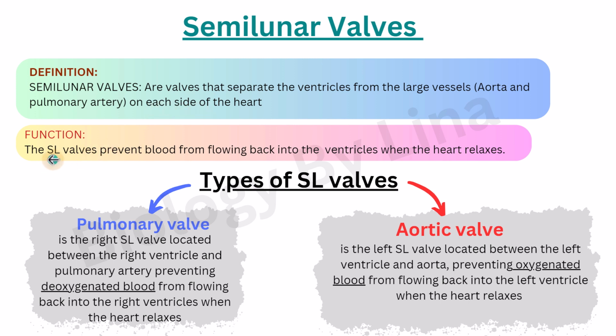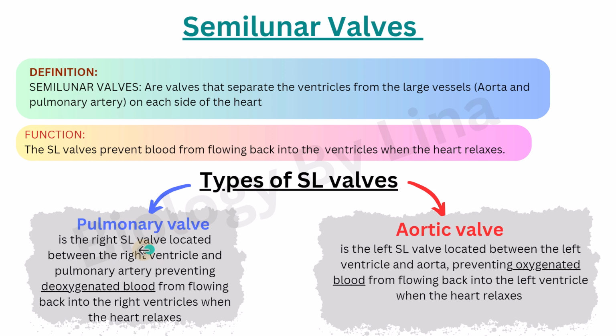What is the main function of the semilunar valve, or SL valves? In general, they prevent the blood from flowing back into the ventricles when the heart relaxes. So the AV valves close when the ventricles contract, while the SL valves close when the ventricles relax. What are the types of SL valve? We have two types. One is between the ventricle and the pulmonary artery, named the pulmonary valve, and the other is between the aorta and the ventricle, named the aortic valve.